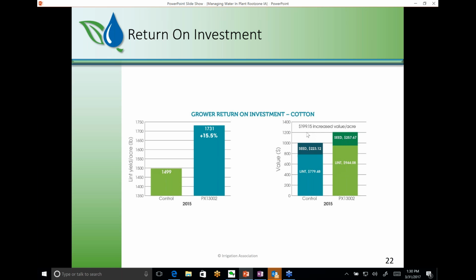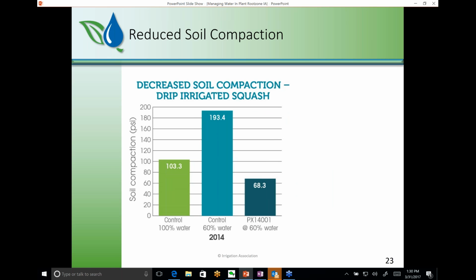So again, we're getting consistent results across a number of crops. We've showed you tomatoes, we've showed you squash, and we've shown what happens on cotton.